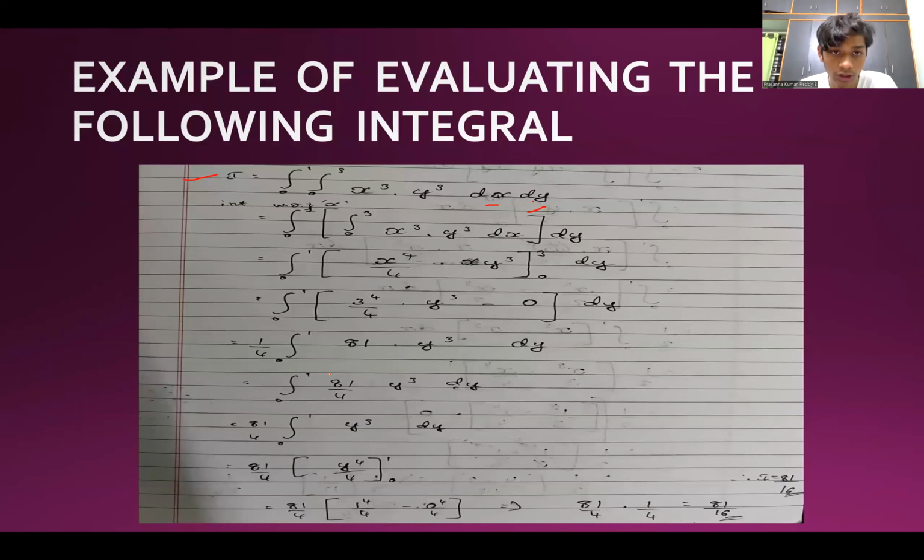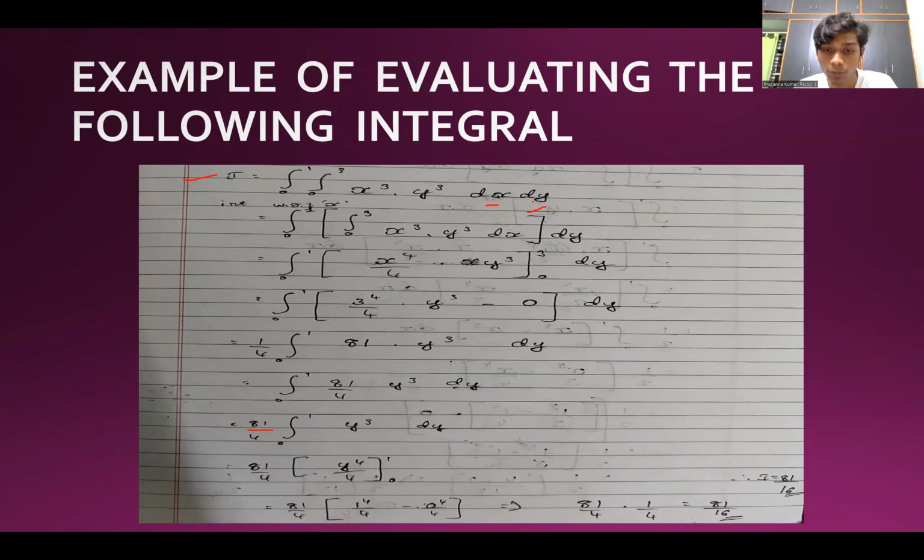Now we are going to integrate with respect to y, and we are going to take 81 by 4 as common. Y cube, on integration, turns out to be y to the power 4 by 4, with limits 1 and 0, and 81 by 4 remains as common. And now we are going to substitute the values 1 and 0 in place of y. It is 1 to the power 4 by 4 minus 0 to the power 4 by 4.